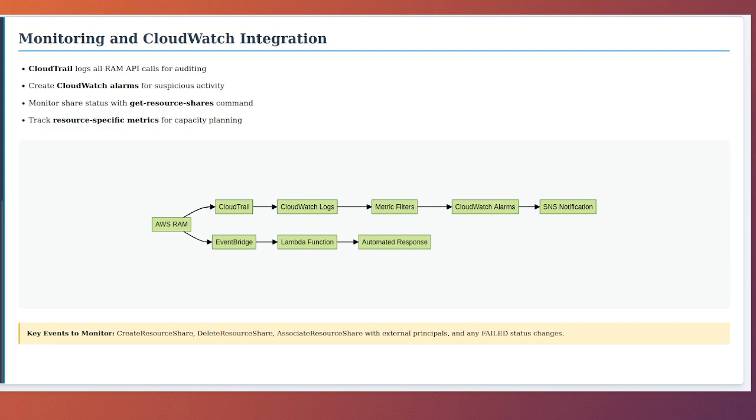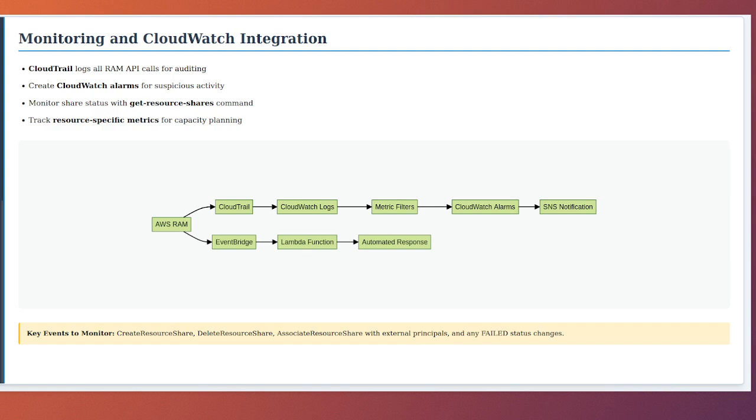To get a complete picture, you should also monitor from the participant account perspective. Track how shared resources are being used, such as how many instances are launched in shared subnets or how much traffic flows through shared transit gateways. This helps with capacity planning and cost allocation.